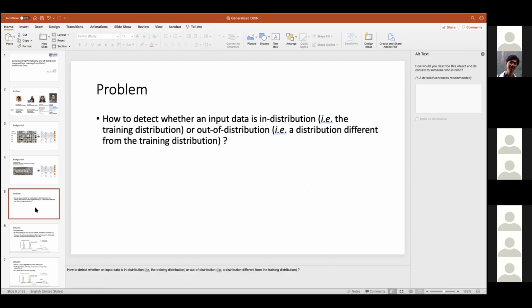So the research problem is, given a model, how do we detect whether a test data is in distribution or out of distribution? In distribution means it is close to the training distribution. Out of distribution means the distribution is different. Thus, we shall reject this out of distribution data.